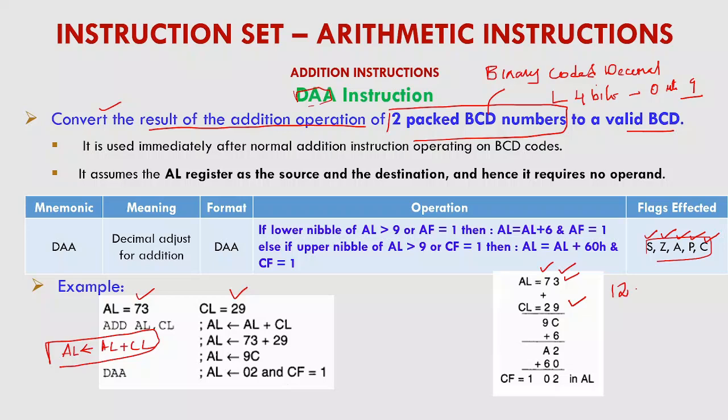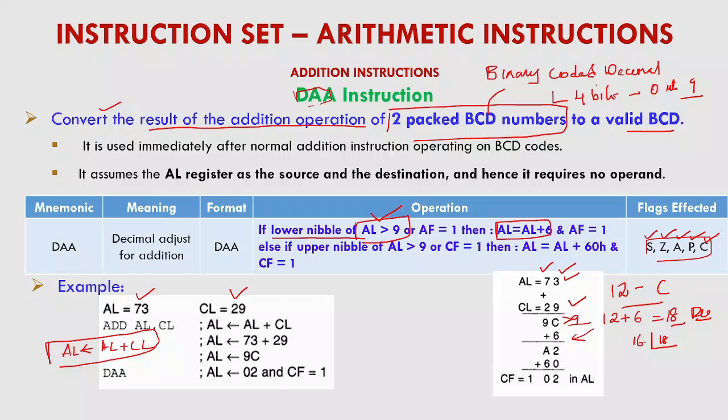What is the equivalent of 12 in hexadecimal? That is C. You can see this C is greater than 9. So this is the first condition: the lower nibble of AL is greater than 9. So I need to add 6 to convert to a valid BCD number. Adding 6 to the lower nibble, 12 plus 6 is 18. 18 is a decimal, so I want to convert it into hexadecimal.